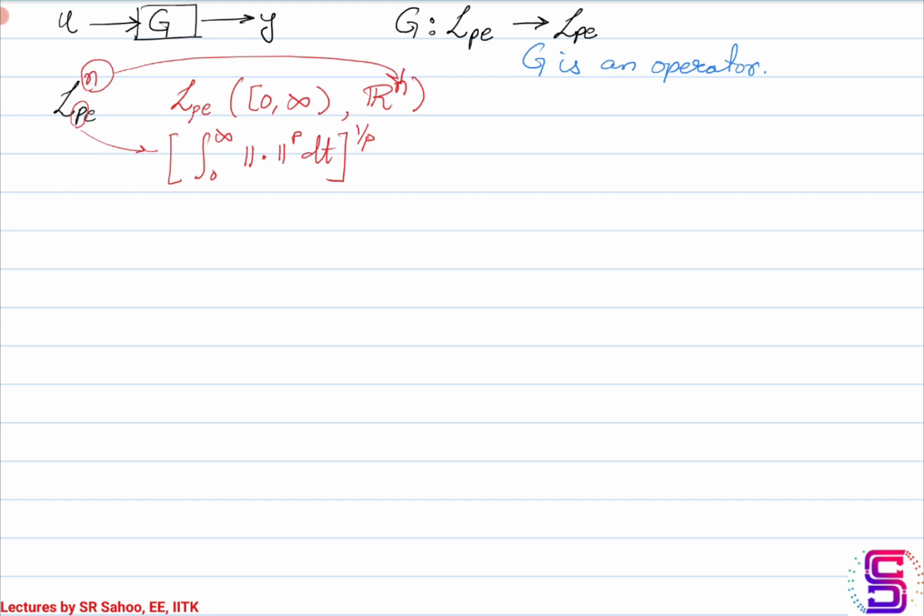The question that comes is, and what we are really interested in before we go into operator norms is: when G transforms the input U to the output Y, the magnification in U that is caused by G to get the output Y, will it remain bounded for all admissible inputs? Or in other words, is G stable?